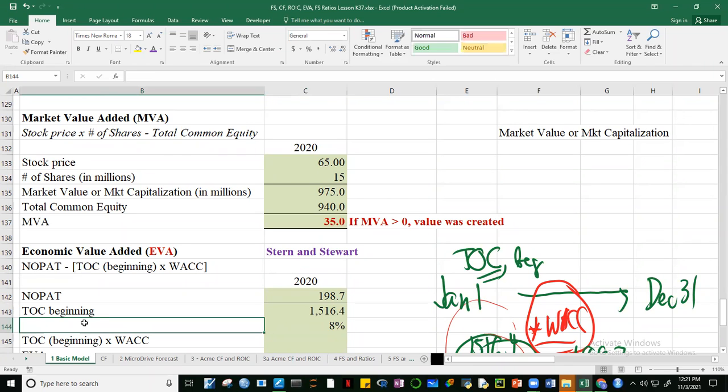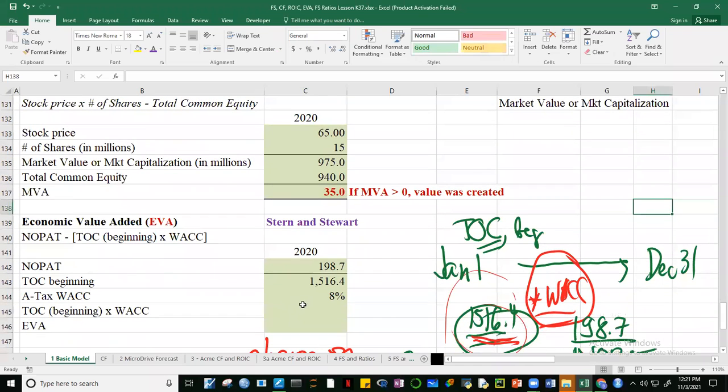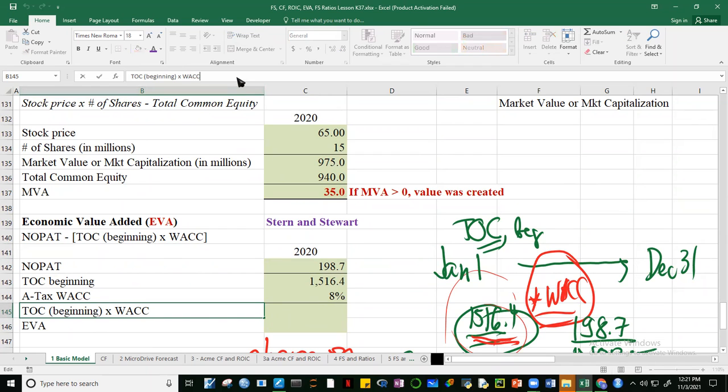Okay, so this is the after-tax weighted average cost of capital. Why are we going to charge management with the use of capital? Because, guys, this capital is not free. There's a cost attached to that, and we call this the charge on the use of capital.